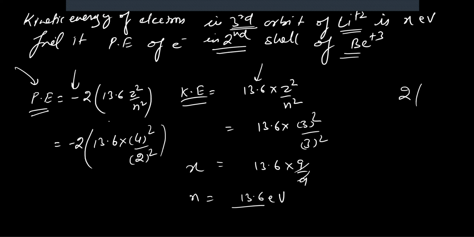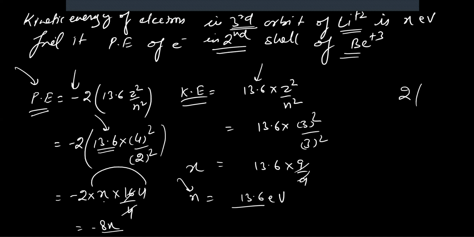Got it? You know that you have calculated that this value, minus 2 into 13.6, has the value of x. So here x into 16 upon 4. Got it? Then you will get minus 8x. Potential energy is minus 8x. In terms of x, we need to tell. Okay. Got it? Yes, sir.